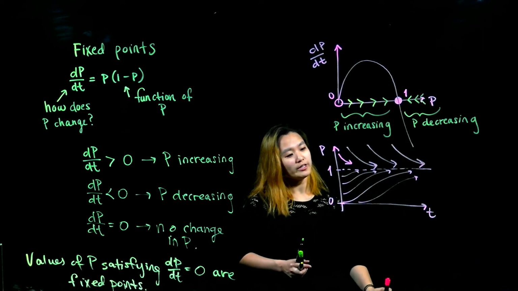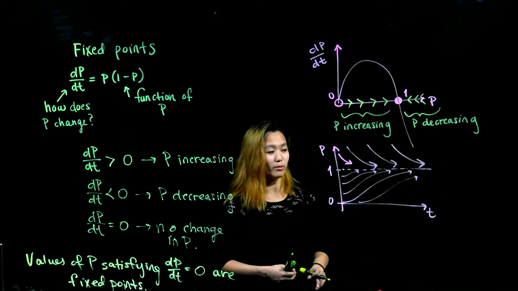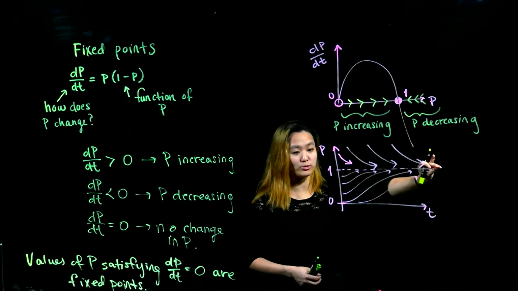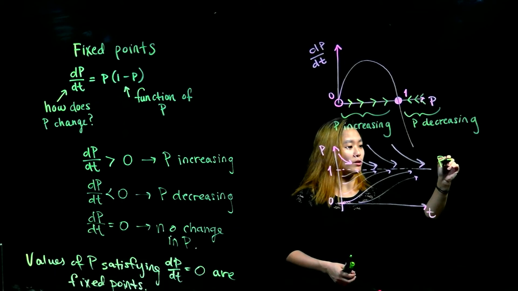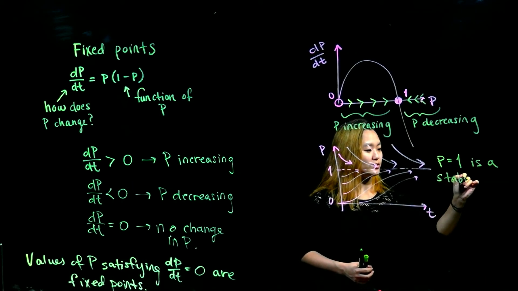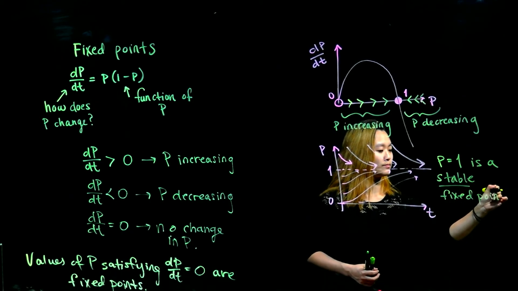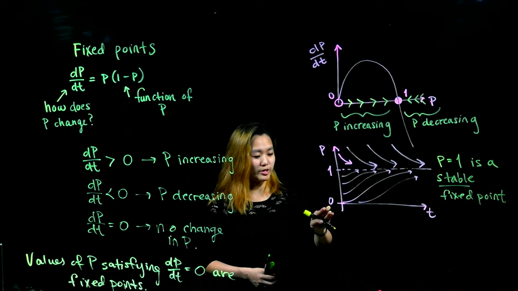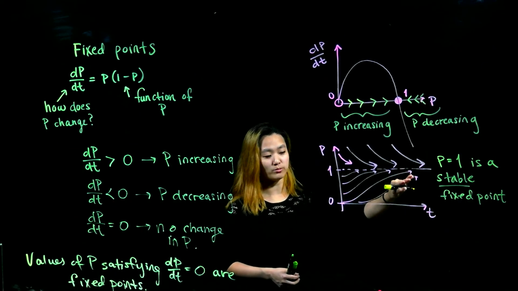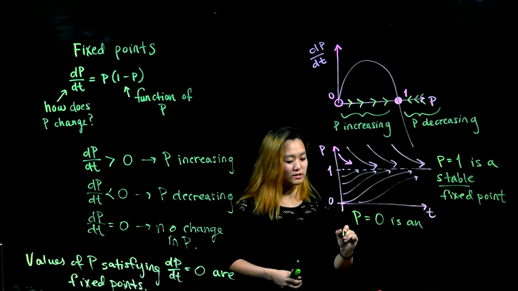Okay, so we can already observe some qualitative differences between p equals 1 and p equals 0. If we start close to p equals 1, the solution moves towards 1. So we are going to call p equals 1 a stable fixed point. However, for p equals 0, if we start close to p equals 0, we actually move away from 0. So p equals 0 is an unstable fixed point.